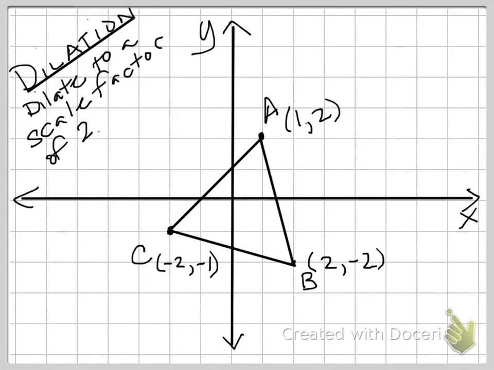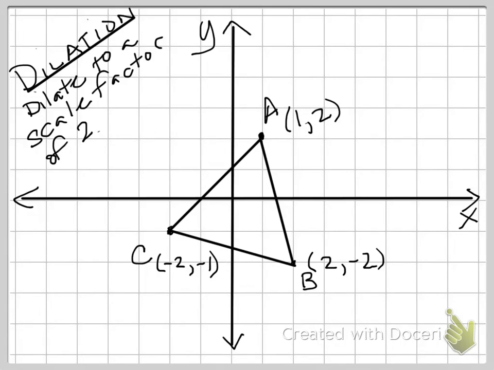The fourth transformation that I'll be teaching you is dilation. Dilation is an increase or decrease of size by a scale factor. The example I'm showing you is dilating this triangle ABC by a scale factor of 2. That means take every one of those points and multiply it by a factor of 2. So all the coordinates get multiplied by 2.